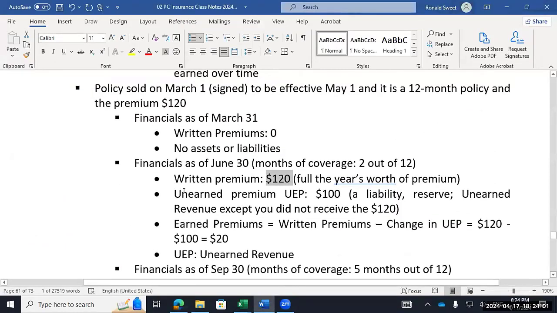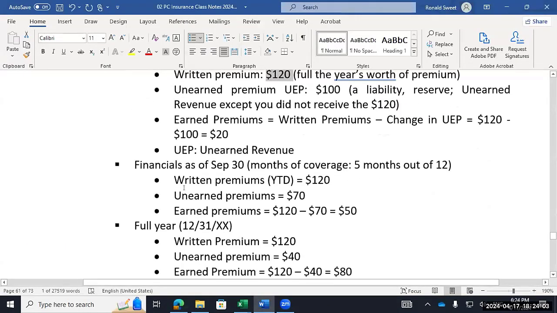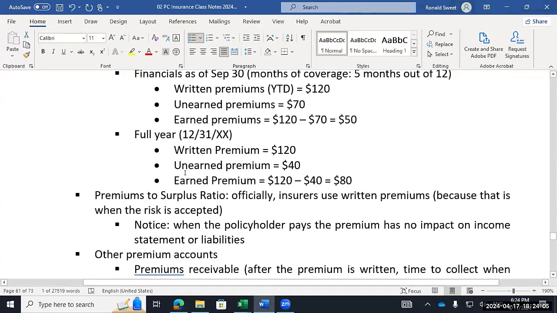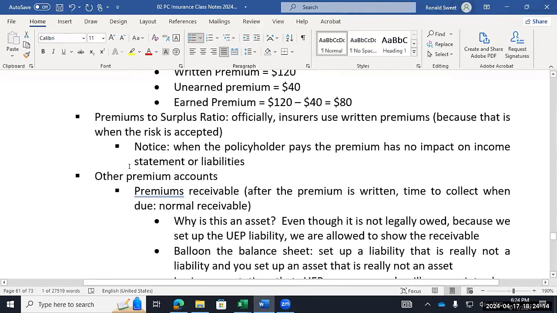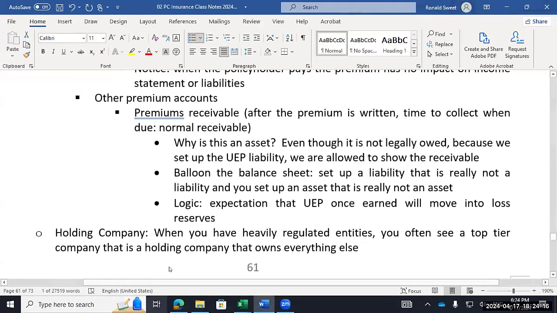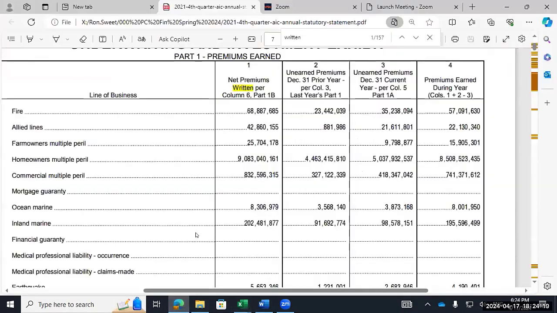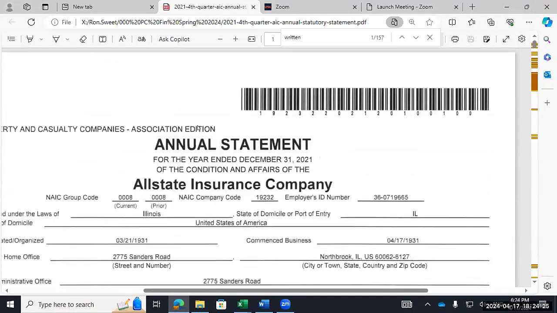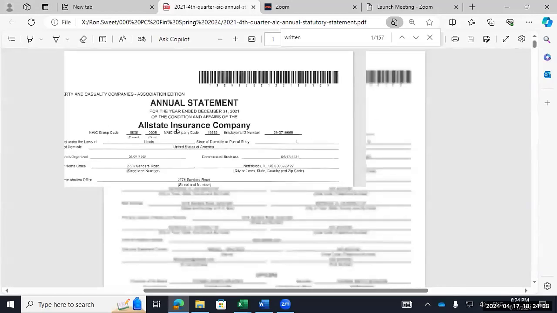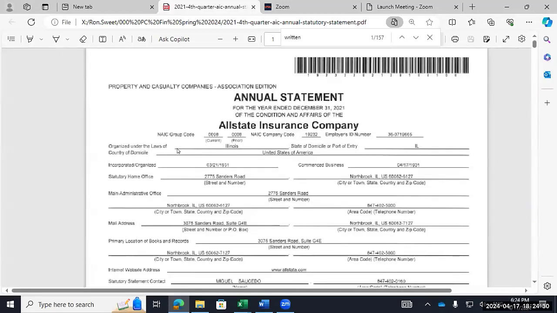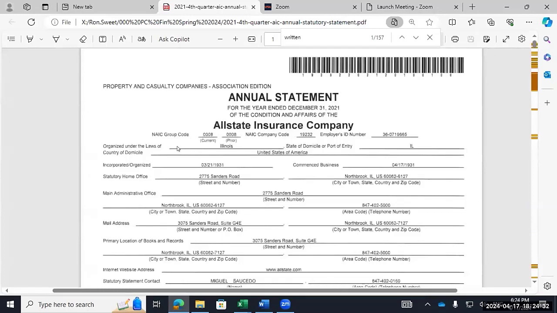So written premiums versus earned premiums is very, very important. And you get the earned premiums by taking written premiums minus the change in the unearned premium reserve. We talked about the premium surplus ratio. All right, let's go through their financials here. Let's talk about what are the interesting things. So if you're interviewing with an insurance company, see if you can get their statutory blanks, because there's a lot of really cool information in here, including the first page.